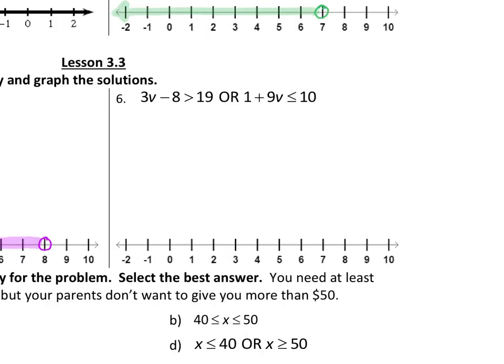For these OR inequalities, you actually solve each inequality on its own and just graph them on the same number line. So let's do the one on the left first, adding 8 to both sides, and that will cancel out. I'm left with 3v is greater than 27. Divide both sides by 3, and I get v is greater than 9.